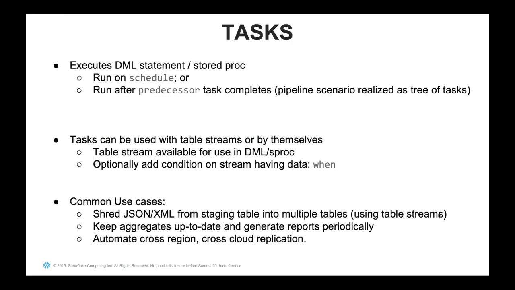So the common use cases we see for tasks are perhaps shredding the semi-structured data types which are landing in JSON, XML, or Avro, landing it into a raw staging table, because that's what Snowflake will allow you to do, and then splitting it up into multiple tables upstream, right? Maybe creating aggregates and keeping them refreshed using task capability, or generating report outputs periodically, which will be consumed by the analyst team.